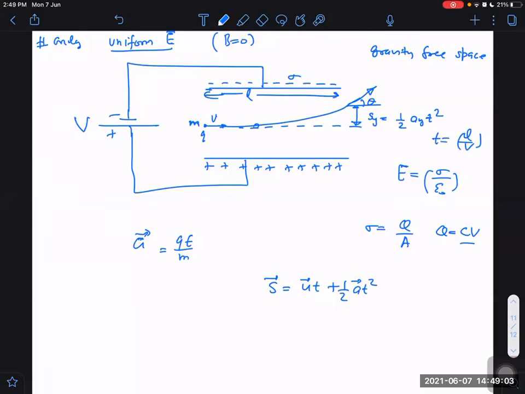Time taken will be L upon V. What will be acceleration? Acceleration along y-axis will be QE divided by M. So if I have to solve this question, when gravity free space is given, assume gravity free space, then just one thing: AY. Second equation, half AY t square. Third, time taken is equal to displacement along x upon velocity along x. That will be L by V. That will be enough. Okay.